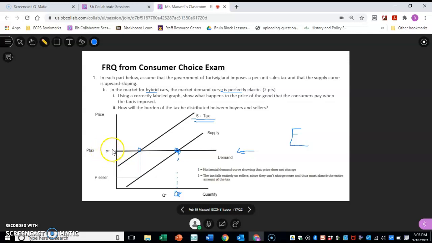It is the same price with the tax as it was at equilibrium, which in this case means the supplier is the one taking the hit. So if we were to look here, probably should have Q supply down here, or Q after tax right here. This is the price the seller gets. This is the price the buyer pays. That entire tax is absorbed by the seller. So if you look over here for the answer, it says you need to draw this graph with the horizontal demand curve. The tax falls entirely on sellers. Entirely is the word. Completely on sellers.